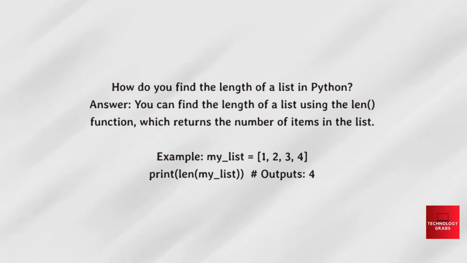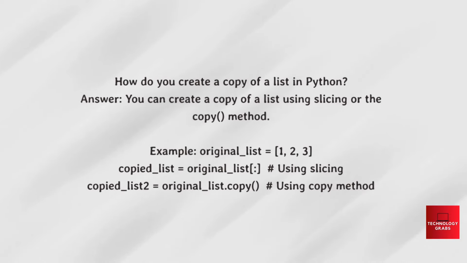How do you find the length of a list in Python? Answer: you can find the length of a list using the len function, which returns the number of items in the list. Example: my_list = [1, 2, 3, 4]; print(len(my_list)) outputs 4.